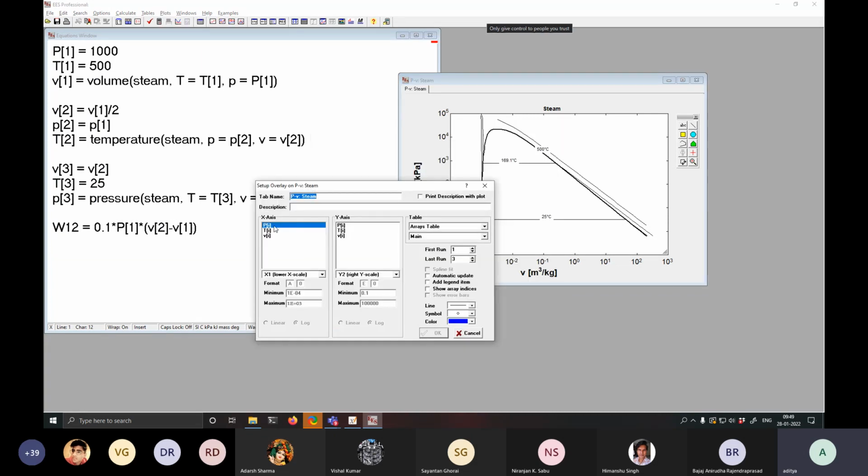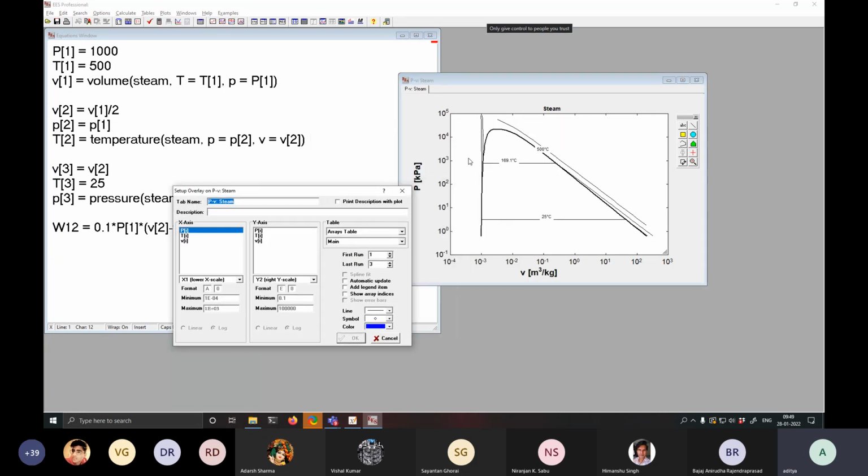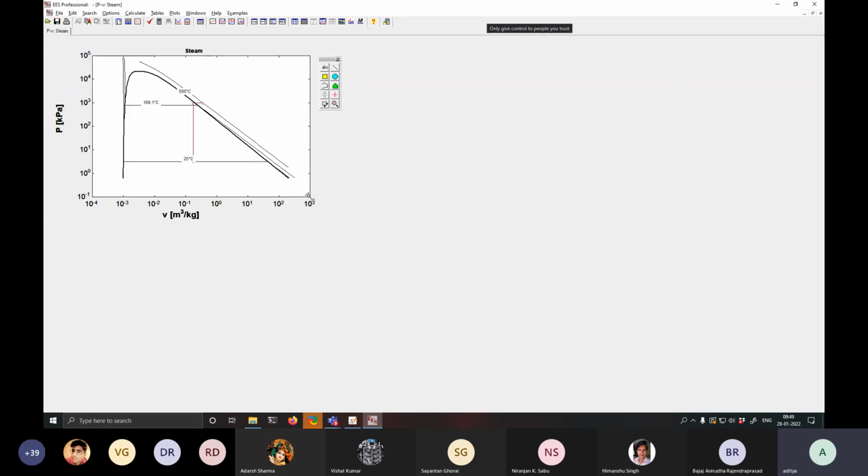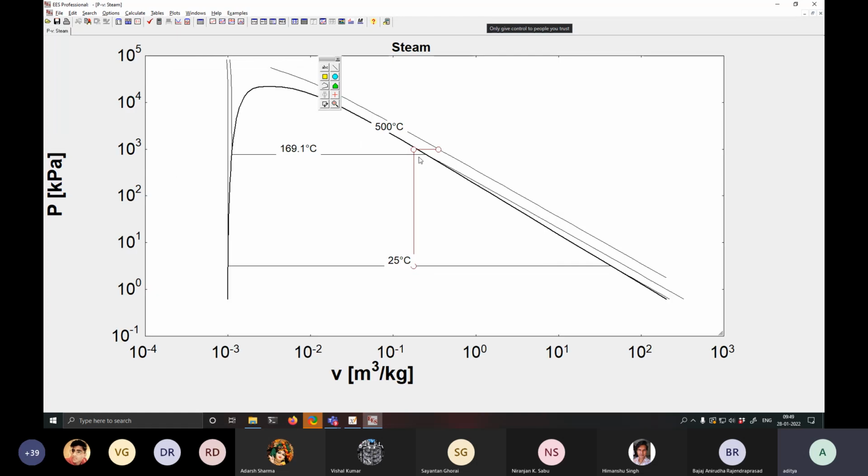On the x-axis I have the specific volume. On the y-axis I have the pressure. All right, I click on OK, and this is how the process looks. And if you look into the process, it does go into the second region. But you see that the quality is very close to that of vapor.